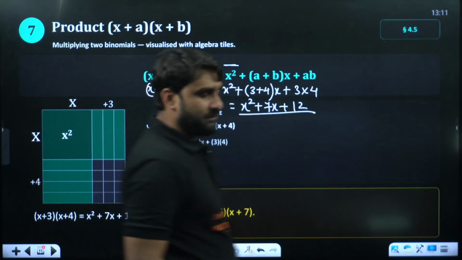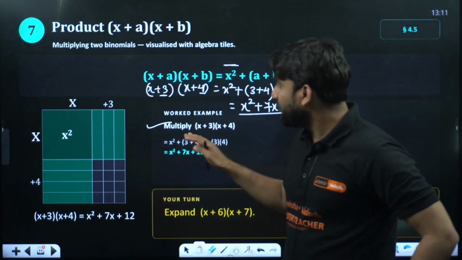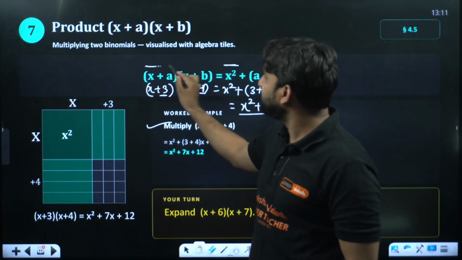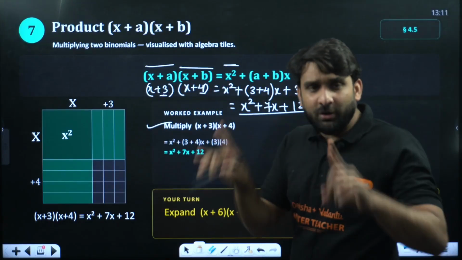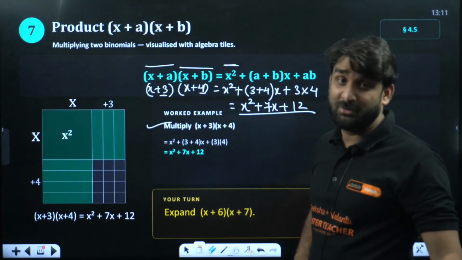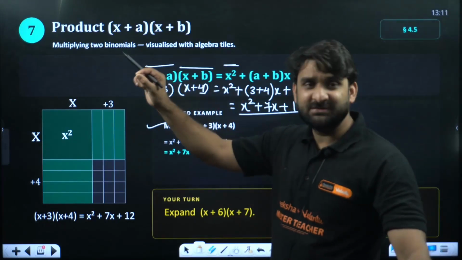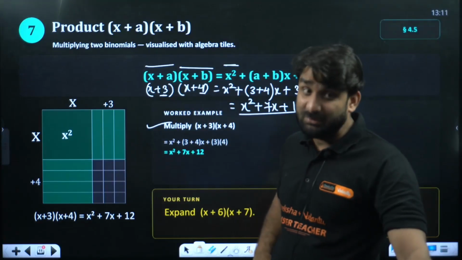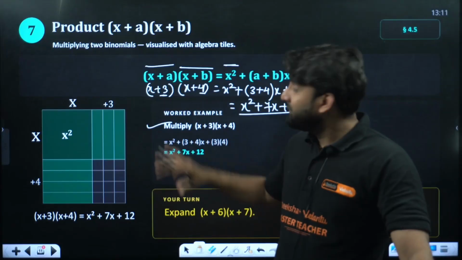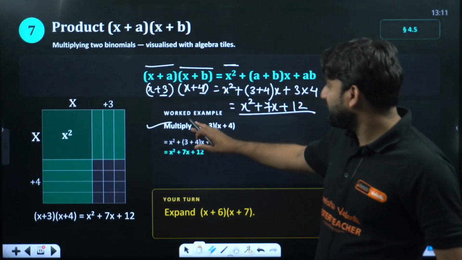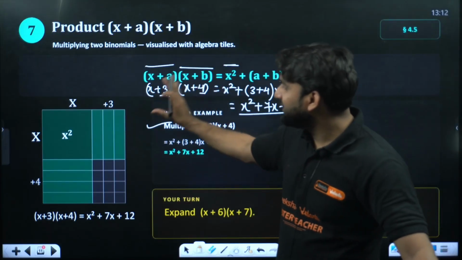Now the question here is how it came, how we can derive this. So, my dear champion, you can see here, this is x plus a and this is x plus b. So if we draw a rectangle, please focus on my words. If we draw a rectangle, one side x plus a and the adjacent side x plus b, we can prove this identity. So let's solve this identity based on the question we have solved.